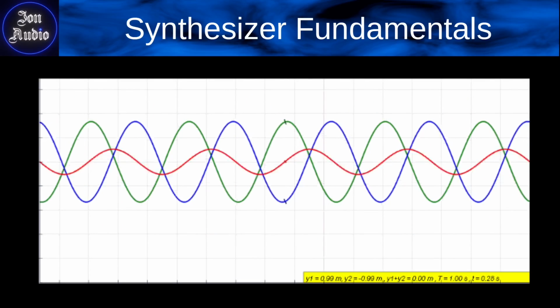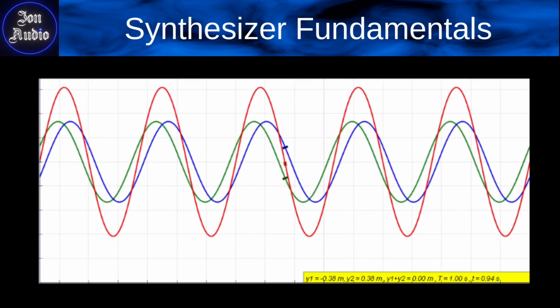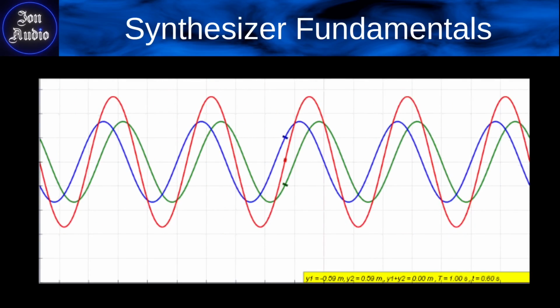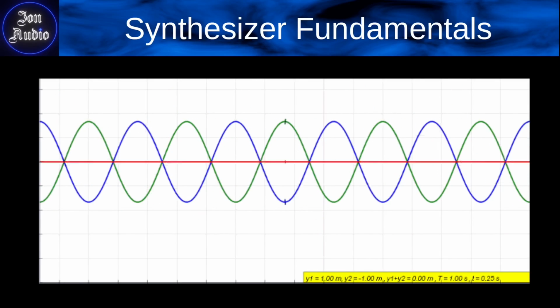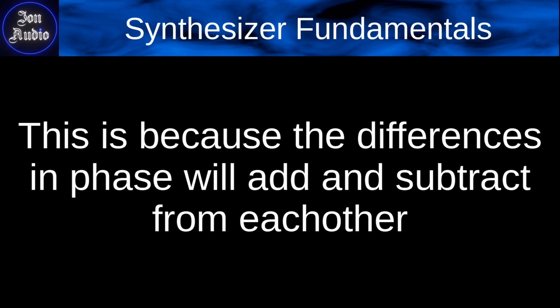So here's another example of that as well. As the waveforms come together, the amplitude is going to be increased because those values are added together. And once they get to a certain middle point, 180 degrees, they're going to subtract from each other, right? Because plus one, if you add negative one to that, that's going to be zero. Now, whenever we change the phase of a waveform against another, we're going to get a different waveform. And this is because all the differences in phase are going to add and subtract from each other.